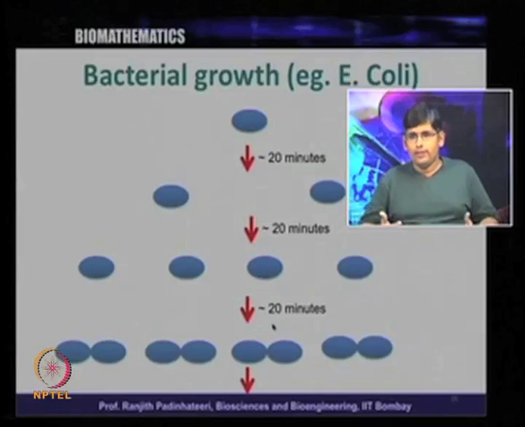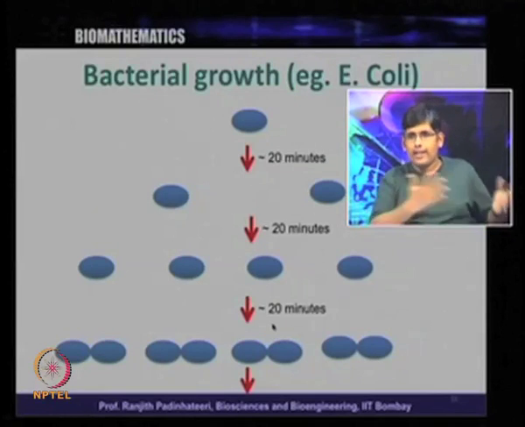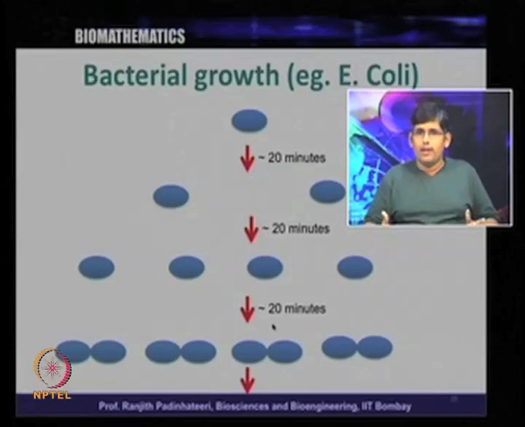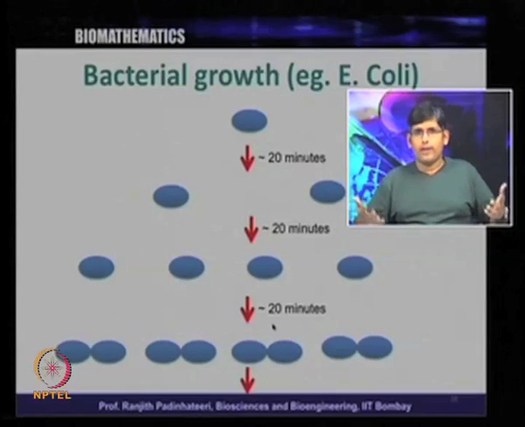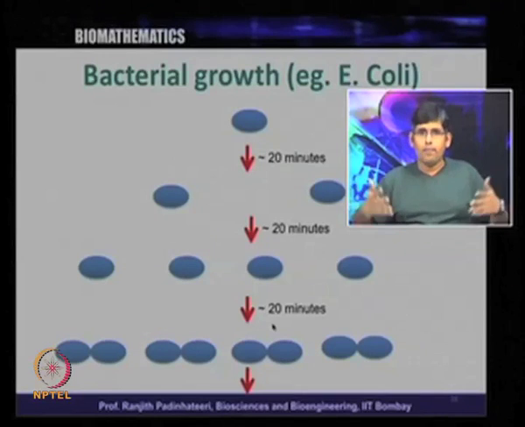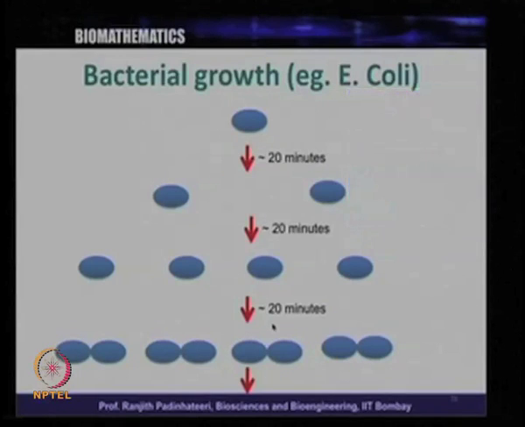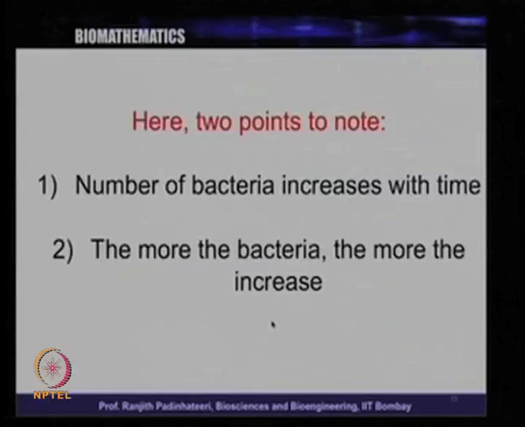Each of them can divide. So, if there are 3 of them, all 3 can divide and become 6. And if there are 6 of them, all 6 can divide and become 12. And if there are 12 of them, all the 12 can divide and become 24. So, in this case there are 2 points to note. One is the number of bacteria increases with time. The number increases, there is no question about it. As time goes, the number increases, and the more the bacteria, the more the increase.